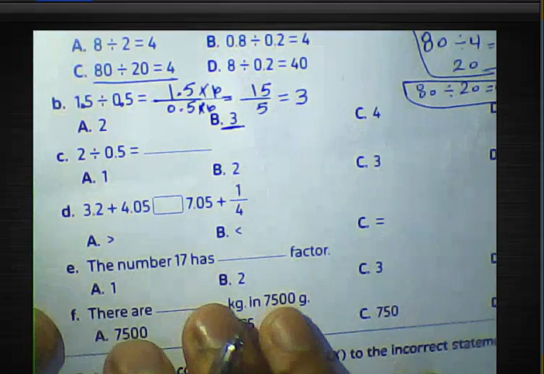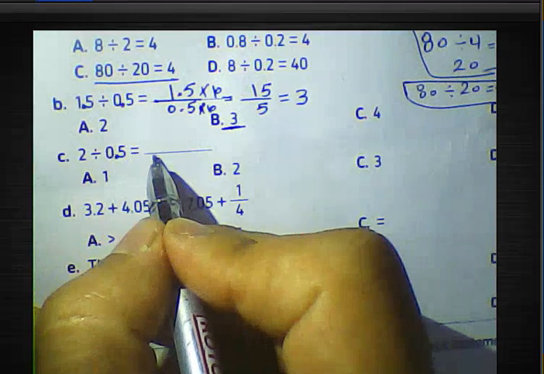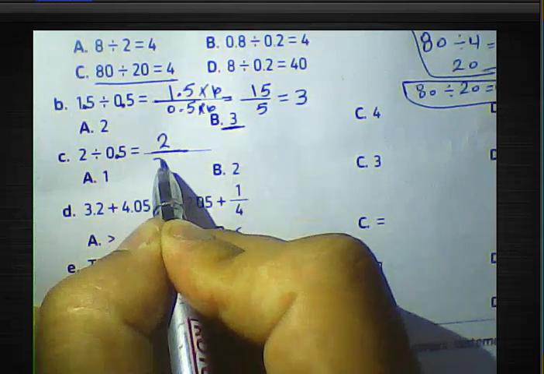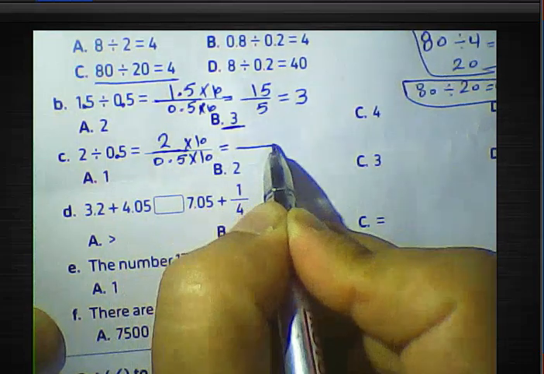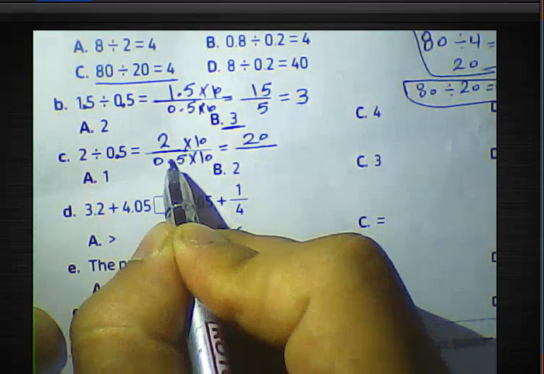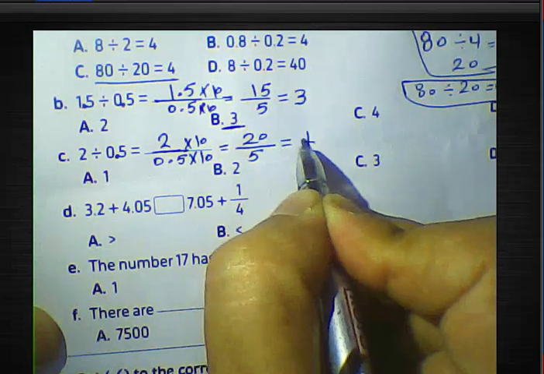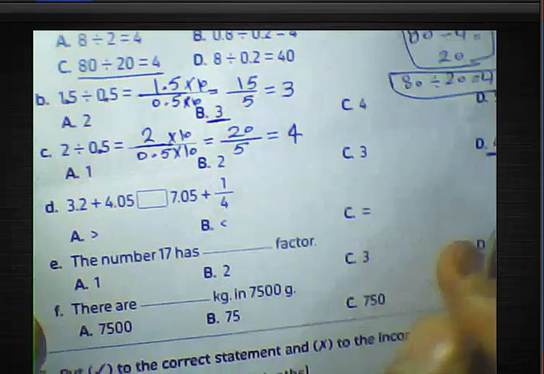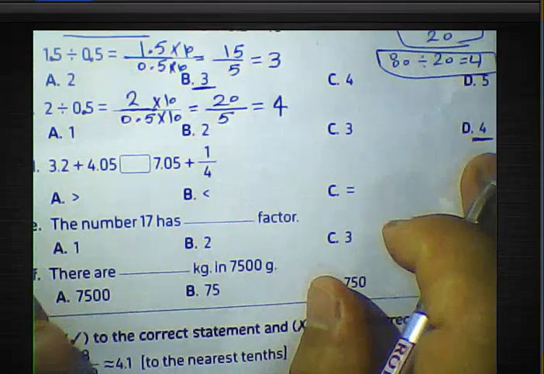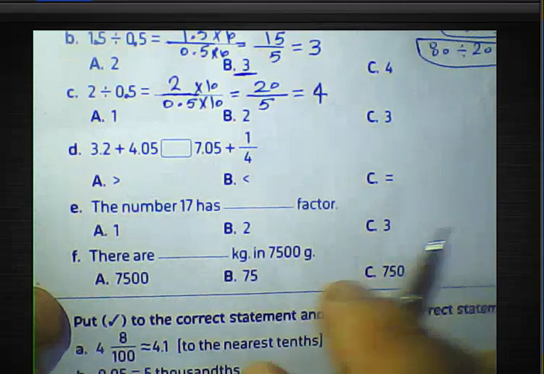Okay. And what about 2 divided by 0.5? Meaning 2 over 0.5, multiplied by 10 and here multiplied by 10. The result will be 20 and the denominator will be 5. 20 divided by 5 equals 4. So we must choose letter D. What about question letter D here?